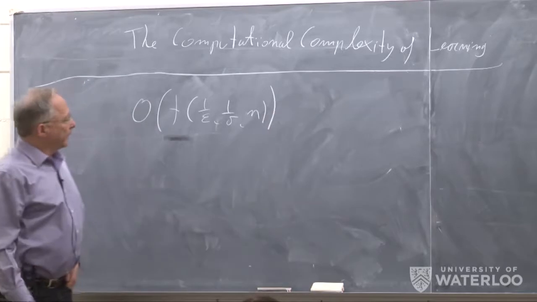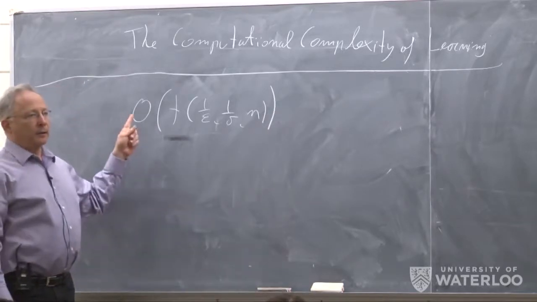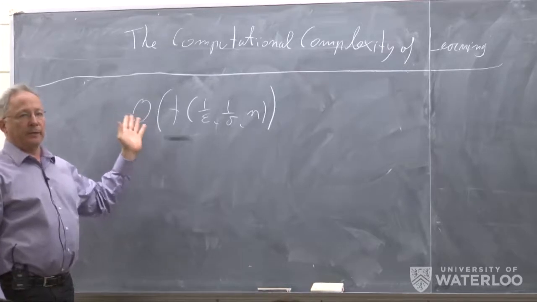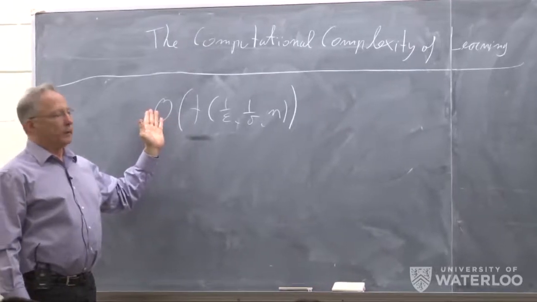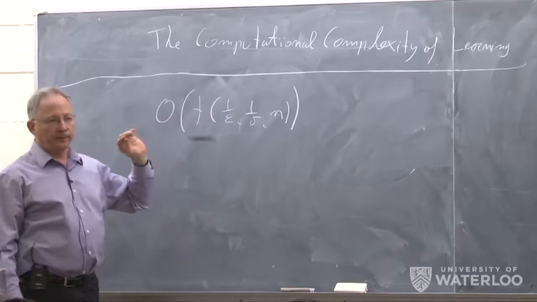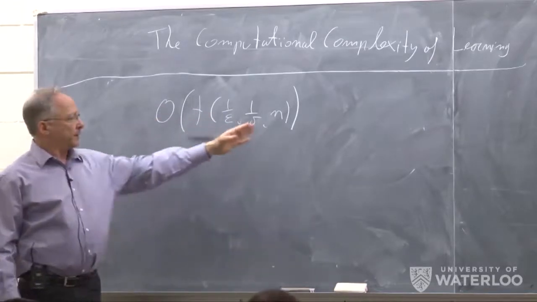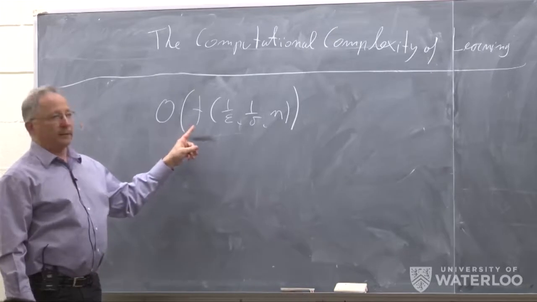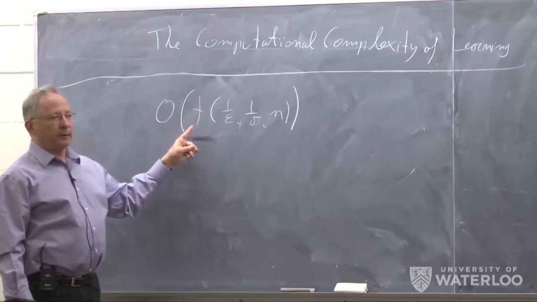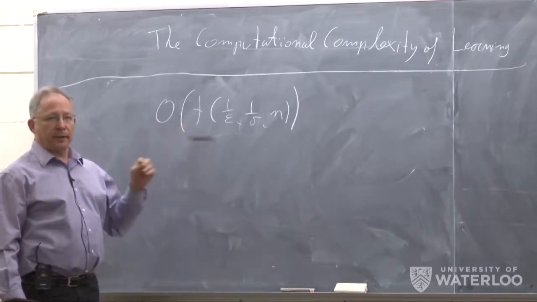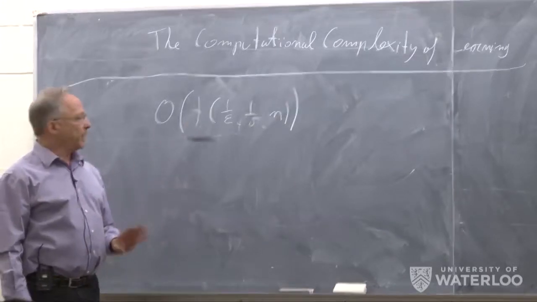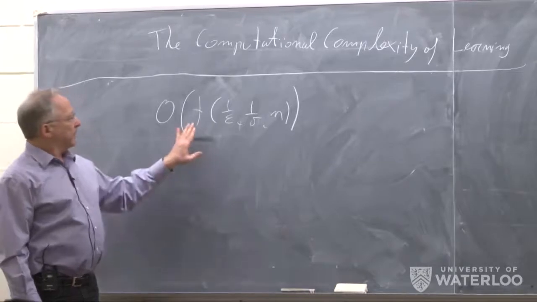So the O just says that we don't care about constants, and we really look at the asymptotic behavior. And here asymptotic could be with any of these parameters going to infinity. And the runtime, or the number of steps that we count, we just count computation steps, and we allow them to be any algebraic operations over real numbers.